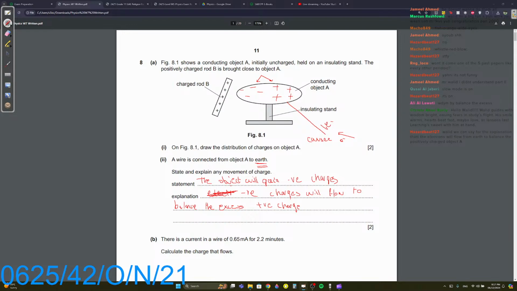Okay, thank you, Krista. Walid, we can say with the explanation that the electrons will flow from Earth to balance the positively charged object A. Yes, Jad, you're reading out the marking scheme. You can use that, okay? But I am doing this one here.